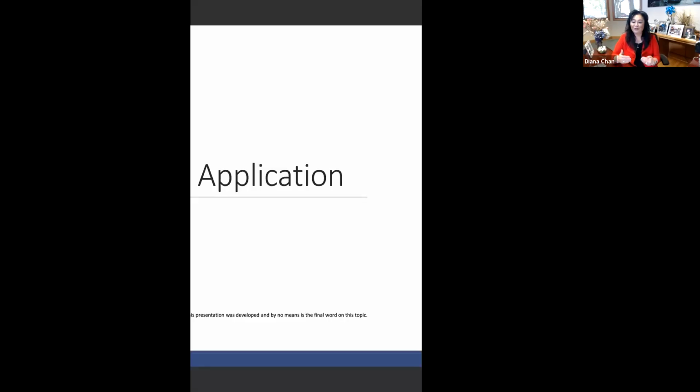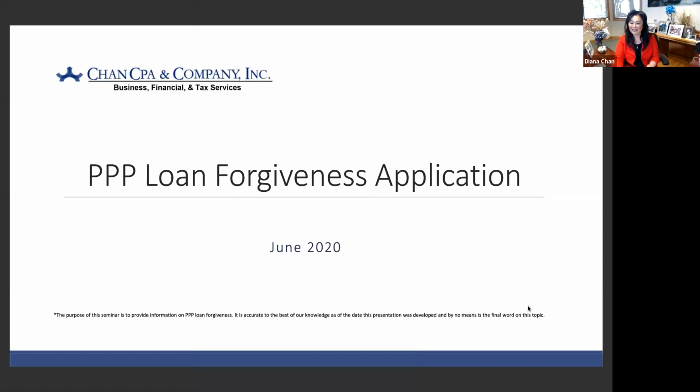Today's seminar is to focus on understanding the basics of the PPP loan forgiveness application requirements. On June 5th, which was a really important date for all of us to remember because changes did occur, the Paycheck Protection Program Flexibility Act of 2020 was signed into law by President Trump. God, that was a lot to say, wasn't it? And this modified the PPP and some of the forgiveness requirements.